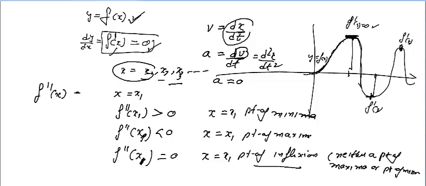Now the double derivative means acceleration. The object is moving with constant velocity.